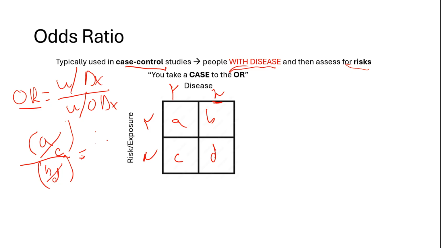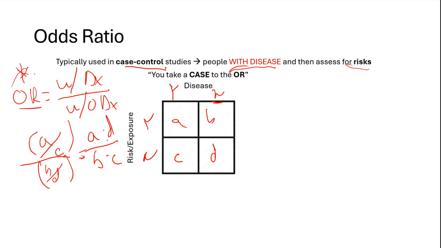If you were to cross multiply, you would get A times D over B times C. But understanding this general concept right here will help you to get these questions right. Odds ratios, people with disease over people without disease.